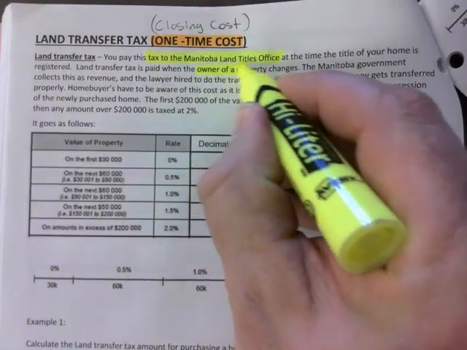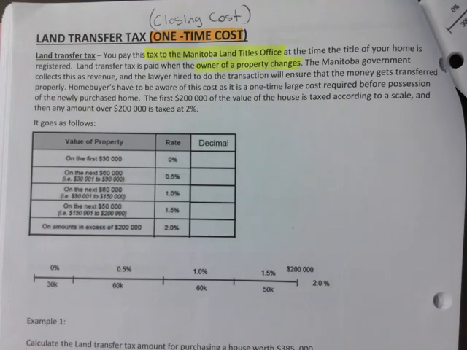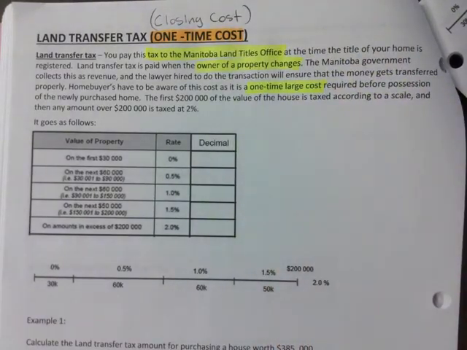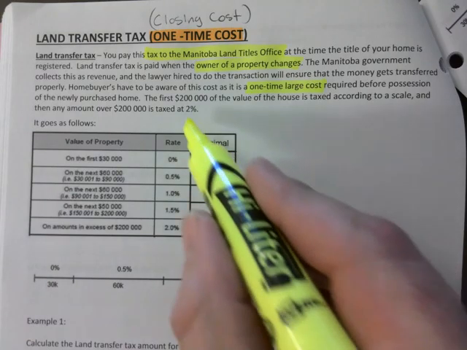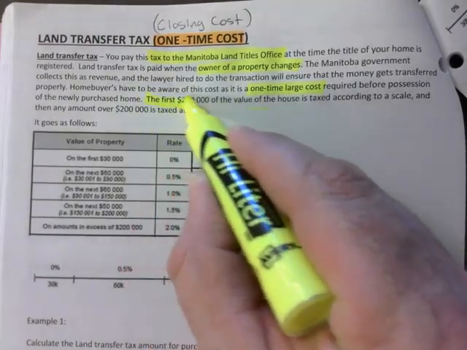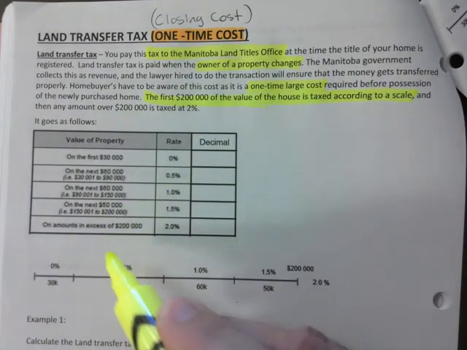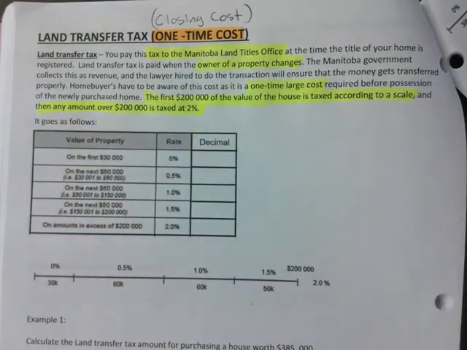So when the owner of the property changes, the person buying has to pay land transfer taxes. It is a one-time large cost, and that's one of the good things about renting. With renting, you don't have to worry about this. But the annoying part is that the first 200,000 of the house is taxed according to this scale that I'm going to talk about in a bit. And then any amount over is just a flat 2%.